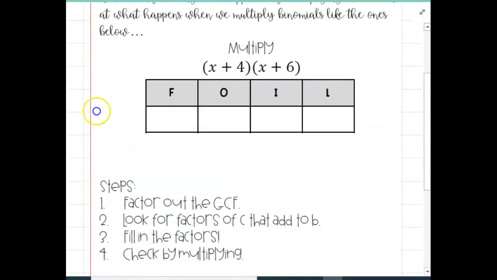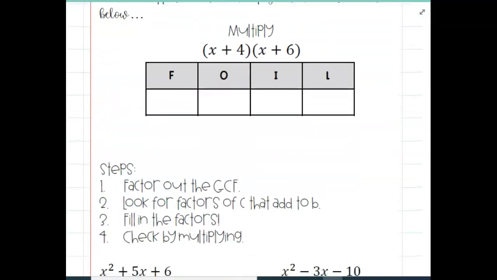Since factoring is the opposite of foiling, every time I teach you a new way to factor, we're going to start by looking at how it multiplies first, because if we can see how it multiplies, all I'm doing is going back the other direction. So we are going to look first at x plus 4 times x plus 6, and we're just going to FOIL it out.